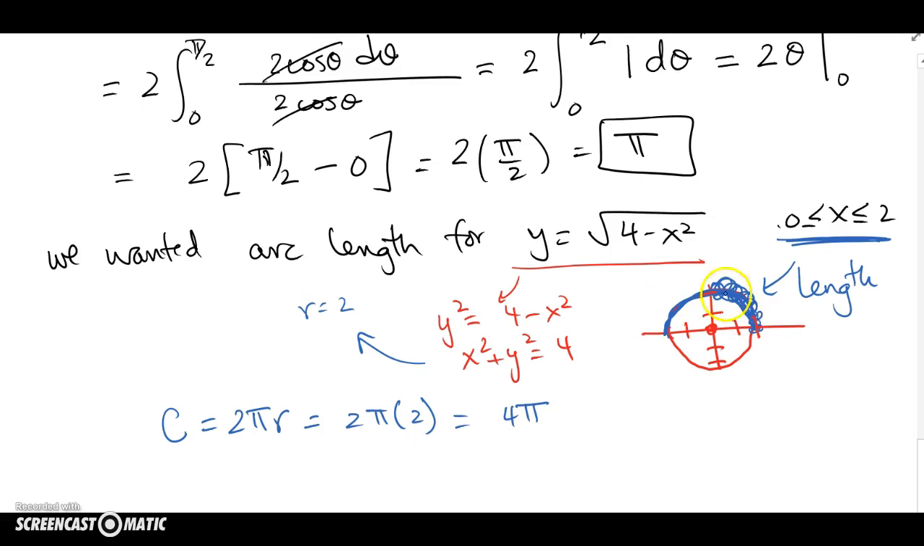But we don't want the entire circumference, we just want 1/4 of it. So 1/4 of the entire circumference is going to be just pi, which is exactly what we found using the arc length formula. So this was a familiar shape, and we could check it out to see that things do make sense, that between 0 and 2, that arc length developed is pi units.